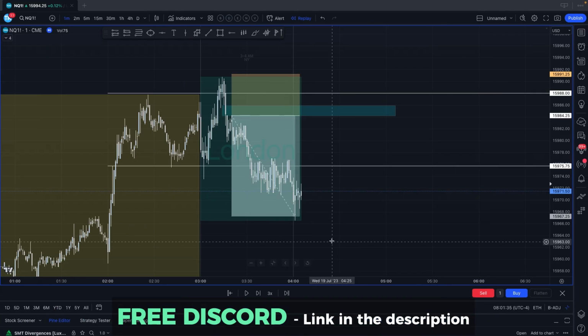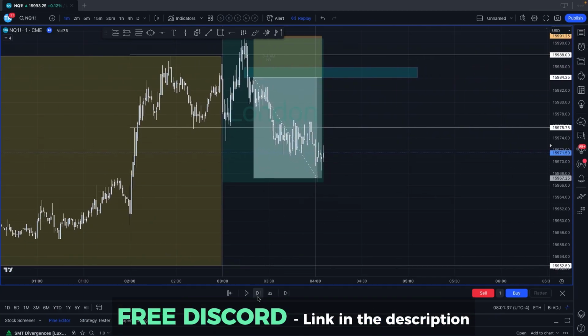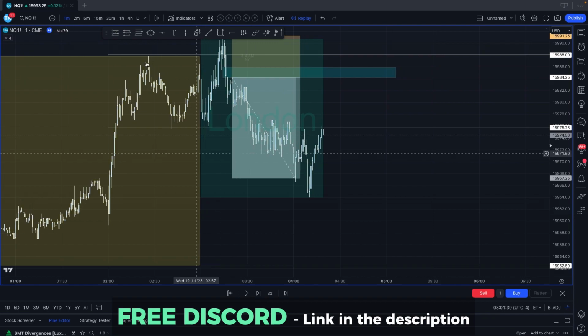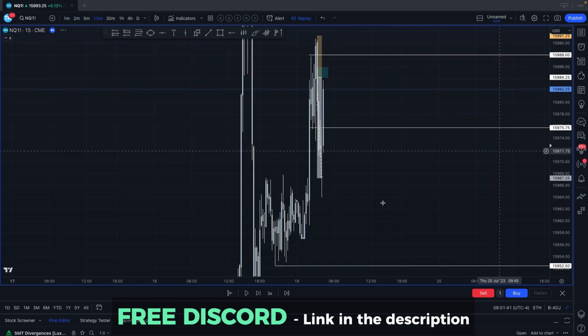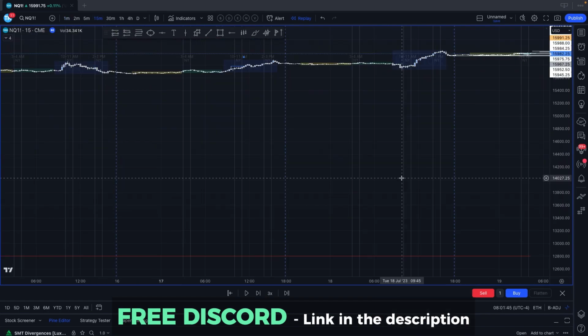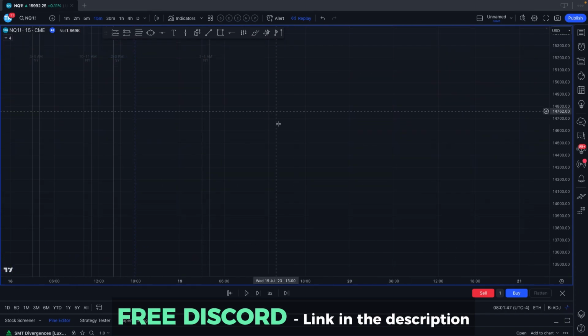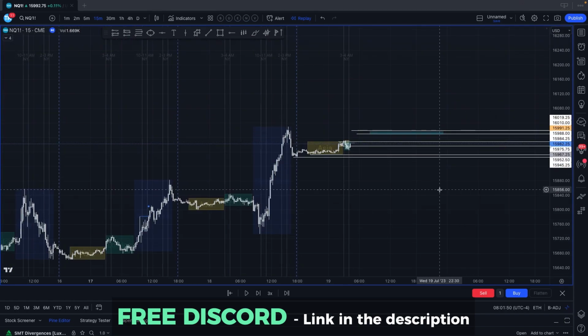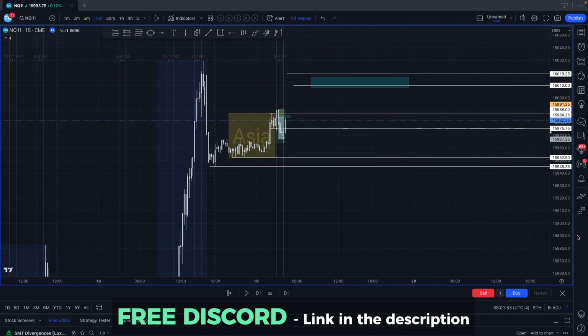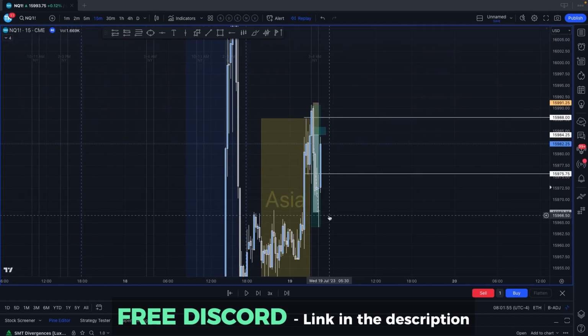I just want to show you another trade, which, to be honest, I missed because probably I was not focused, but this is one of the biggest trades you can do.